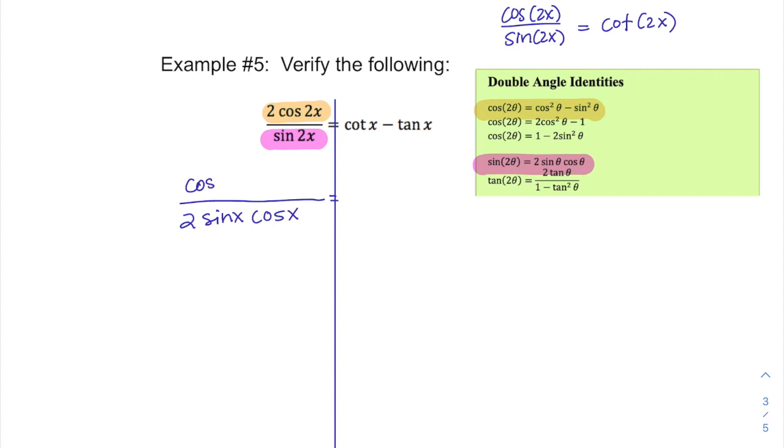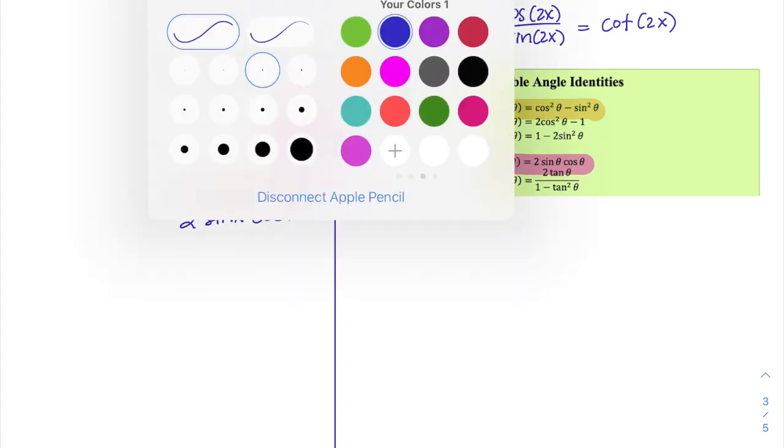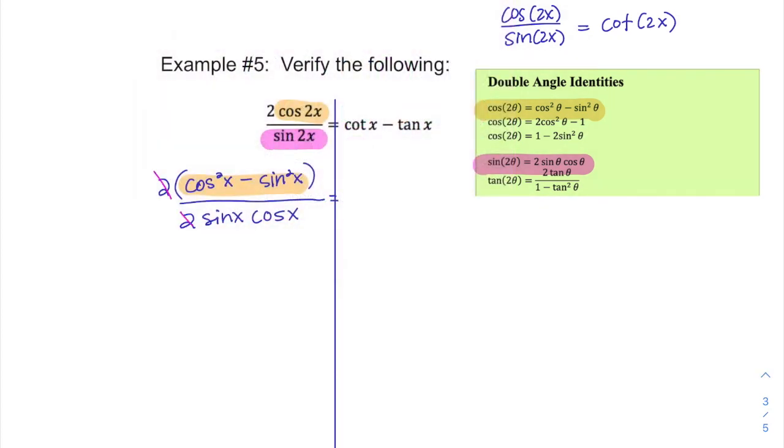I'm going to say cosine squared x minus sine squared x, and we have a 2 from the original piece. If I look at my original question, I just filled in the cosine 2x, but there's still a 2 out in front. And that's okay, because when I brought in the bottom sine 2x identity, I introduced a 2. So those 2's are going to cancel out. And now I have cosine squared x minus sine squared x over sine x cosine x.